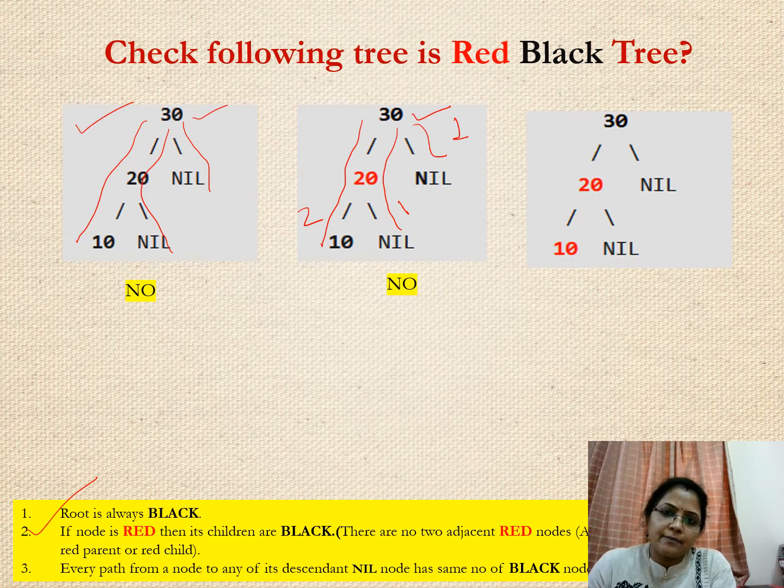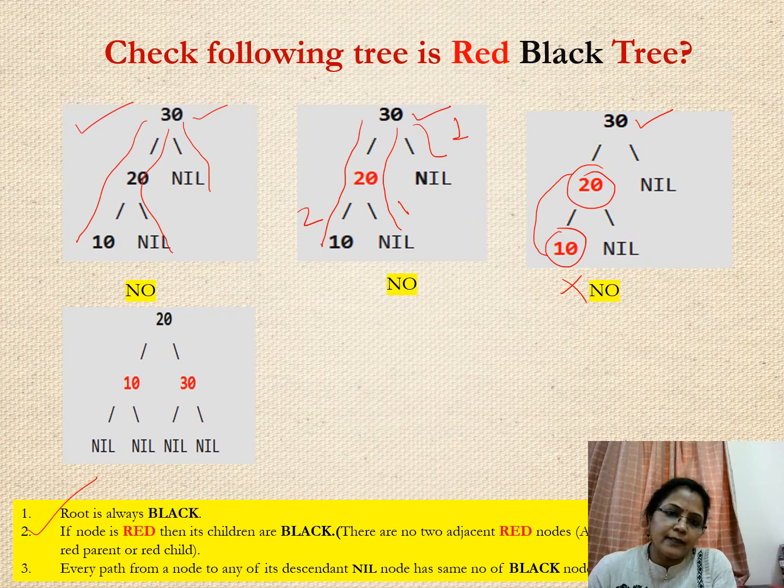Let us take another example. Now here also the root is black. Again, no adjacent nodes should be red. Here this 20 is red and 10 is red, so it can't be a red black tree. So again it is not a red black tree.